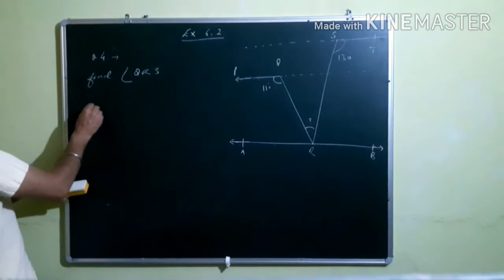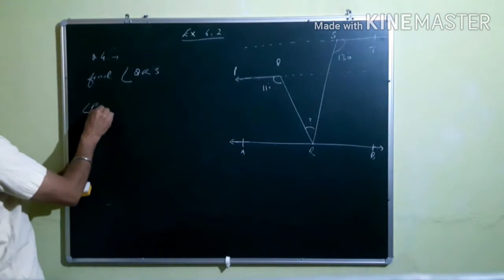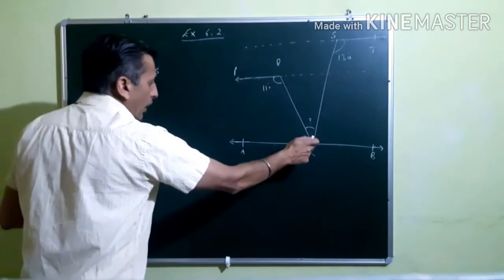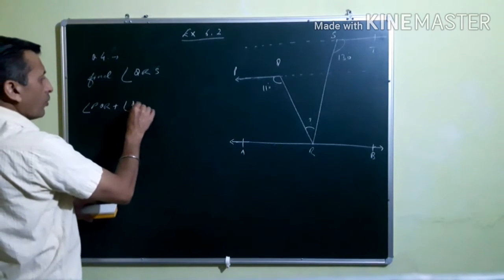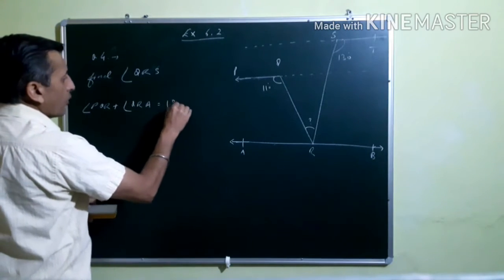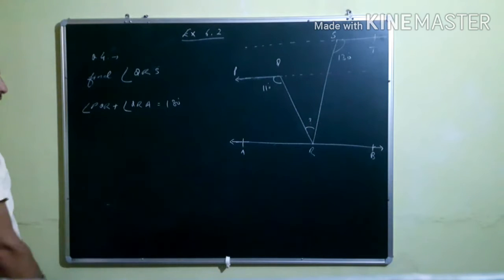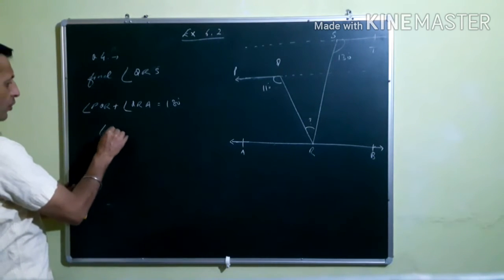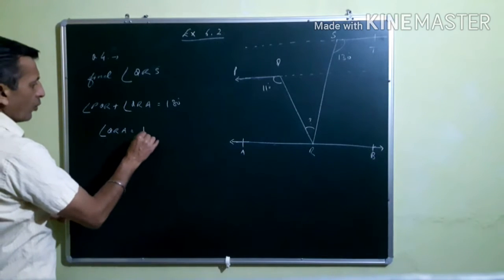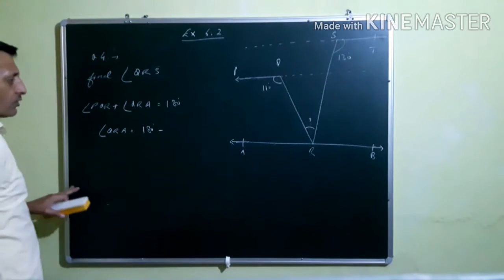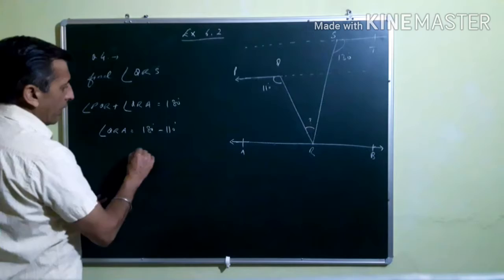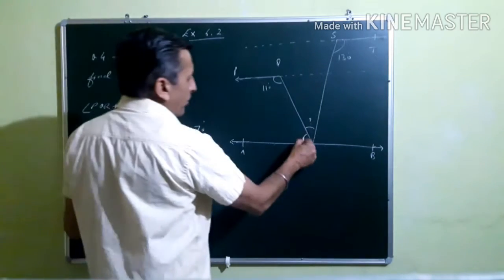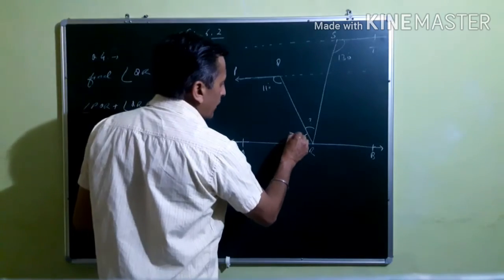That means angle PQR plus angle QRA should be equal to 180 degrees. But PQR is 110 degrees. So QRA is equal to 180 degrees minus 110 degrees, and that gives the answer 70 degrees. So this angle will be known, that is equal to 70 degrees.